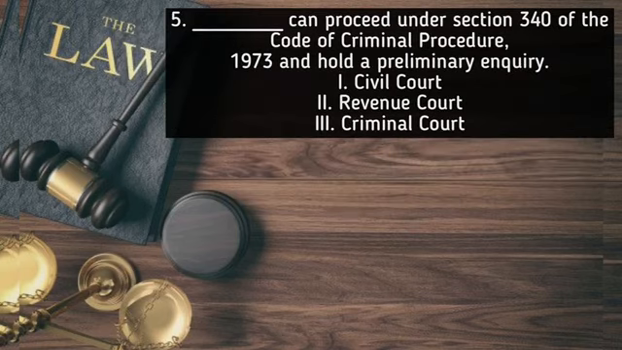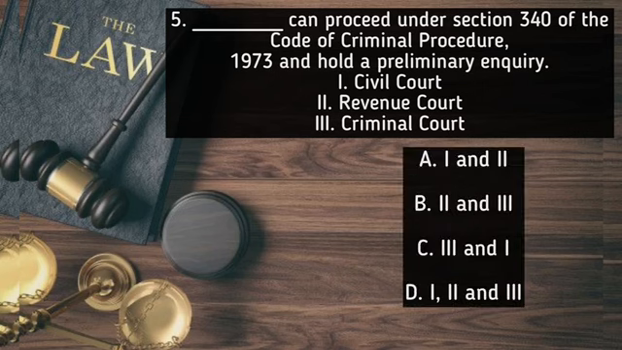Question 5. Dash can proceed under section 340 of the Code of Criminal Procedure 1973 and hold a preliminary inquiry. 1, civil court; 2, revenue court; and 3, criminal court. Our options are civil court and revenue court; criminal court and civil court; and civil court, revenue court, and criminal court. And the correct answer is civil court, revenue court, and criminal court.